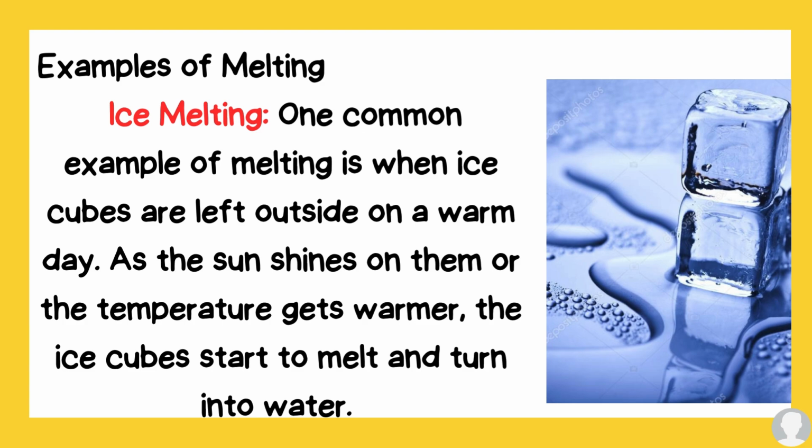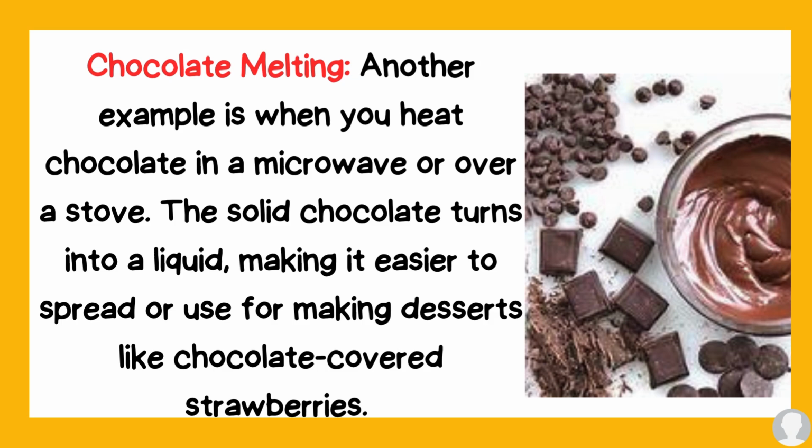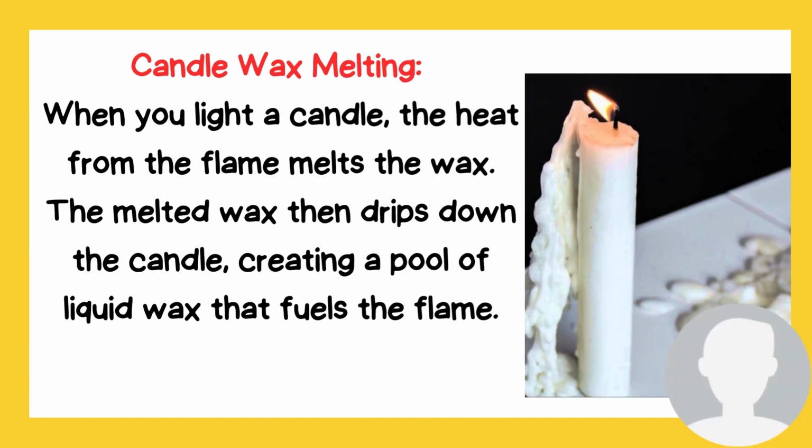One common example of melting is when ice cubes are left outside on a warm Sunday. As the sun shines on them or the temperature gets warmer, the ice cube starts to melt and turn into water. The second is chocolate melting. Another example is when you heat chocolate in a microwave or over a stove. The solid chocolate turns into a liquid, making it easier to spread or use for making desserts like chocolate-covered strawberries and others. The third one is candle wax melting.